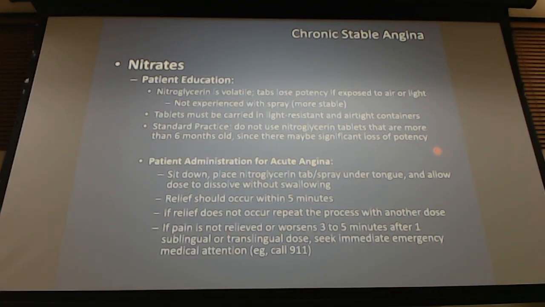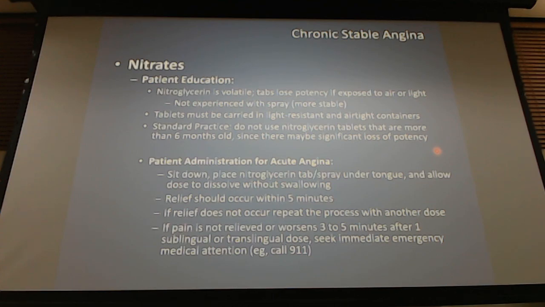The standard practice: don't use nitroglycerin that is more than 6 months old, since the potency may be decreased. And this is more so once you have opened it. And then looking at your administration, sit down, place it on your tongue. Most people who are used to this and have stable, chronic angina don't typically sit down when they take it. But the reason we're saying that is because I'm going to do what to their blood pressure?